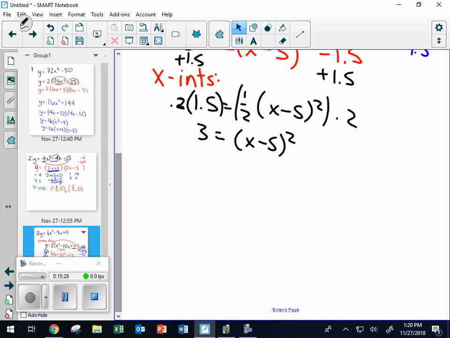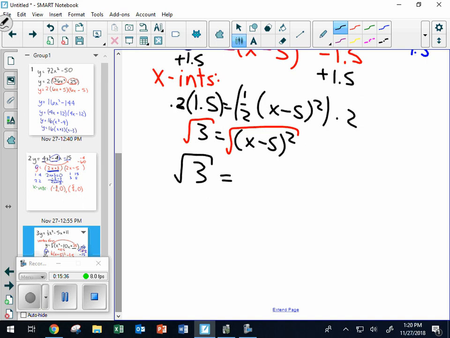If I do that, and then I take the square root of both sides, I will end up with the square root of 3 is equal to the absolute value of x minus 5. Here is a warning. This is what I saw a lot for the last test in terms of mistakes. They had the square root of 3 in this step, and then they just had 3 in the next step. The square root does not go away in the next step. Please remember to keep it.